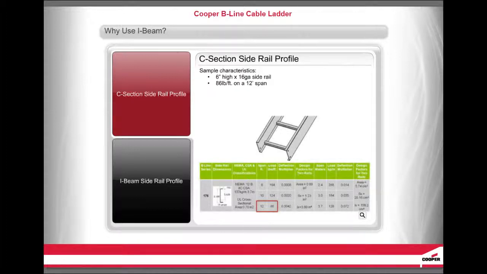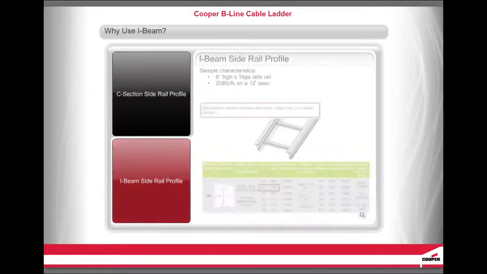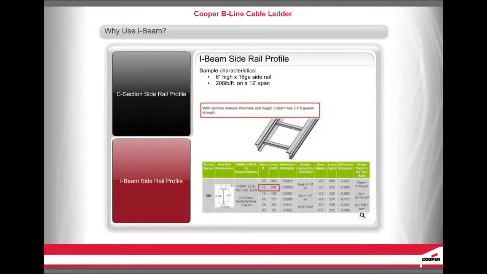C-section side rail profile. Sample characteristics: 6 inches high by 16 gauge side rail, 86 pounds per foot on a 12 feet span. I-beam side rail profile. Sample characteristics: 6 inches high by 16 gauge side rail, 208 pounds per foot on a 12 feet span.